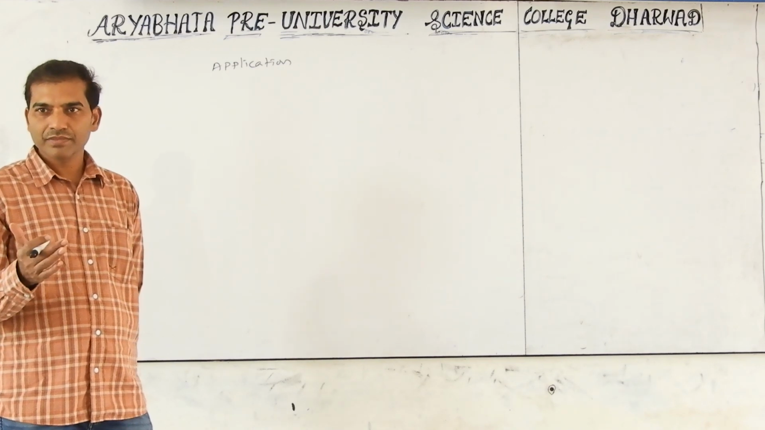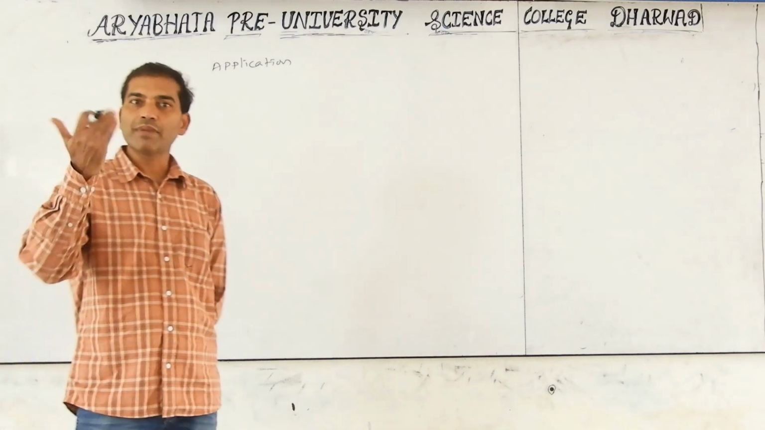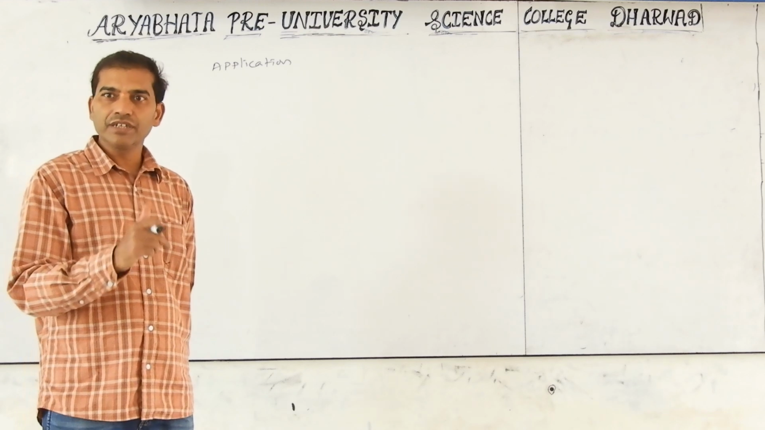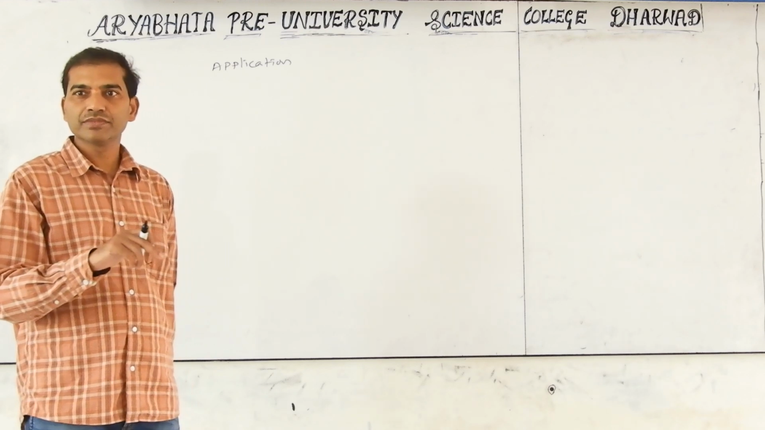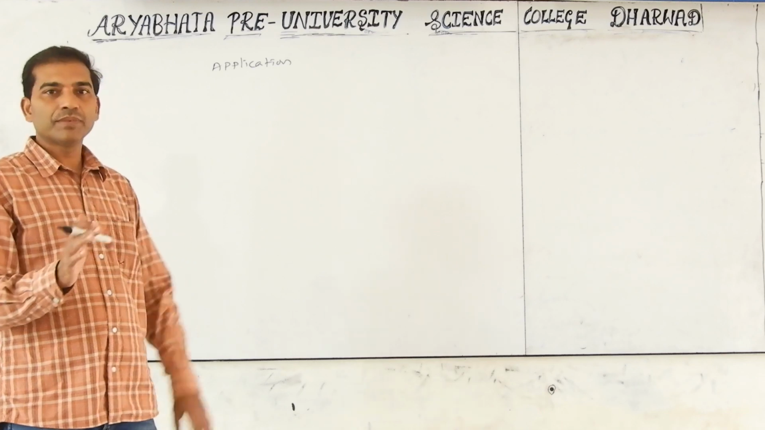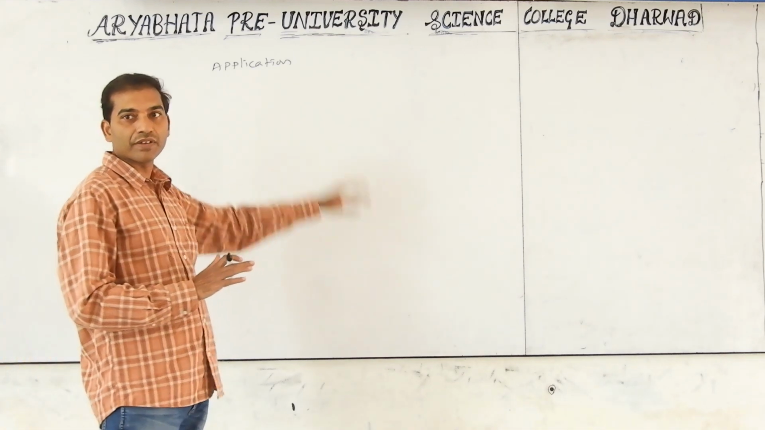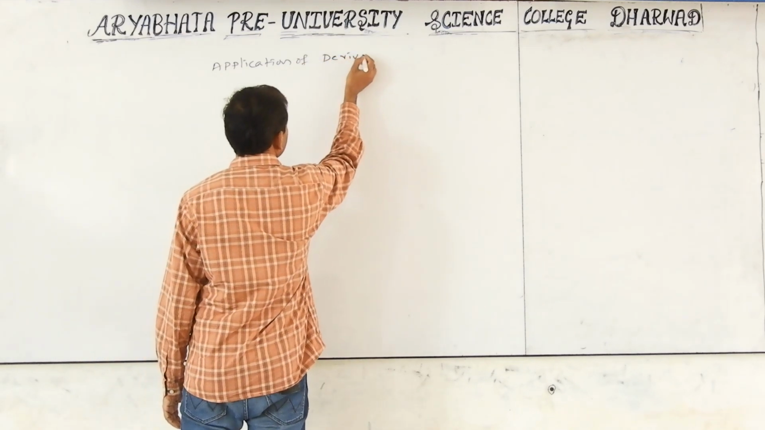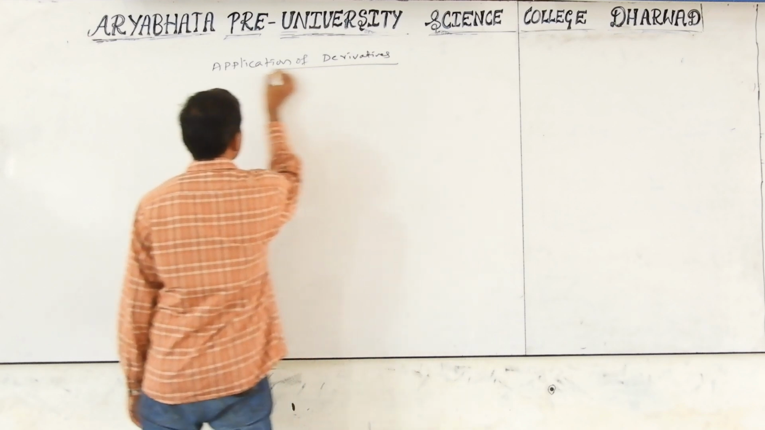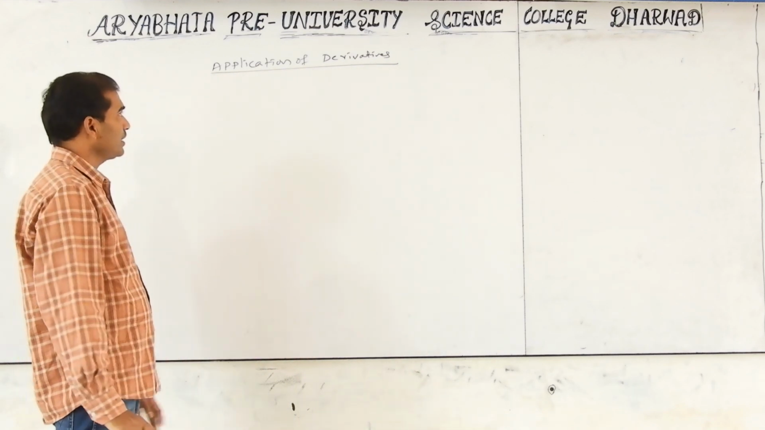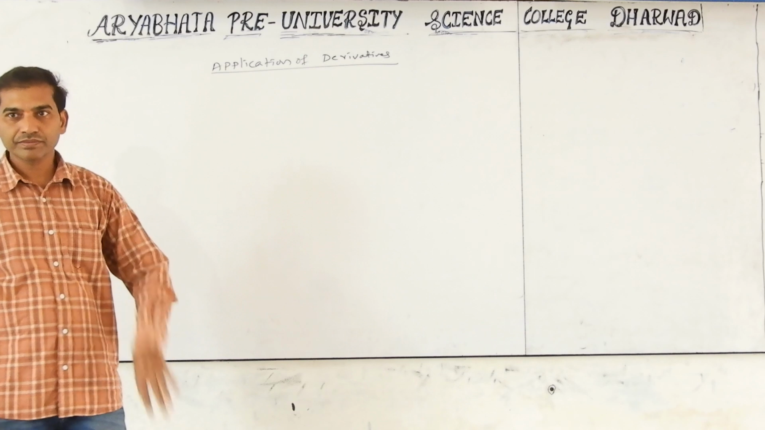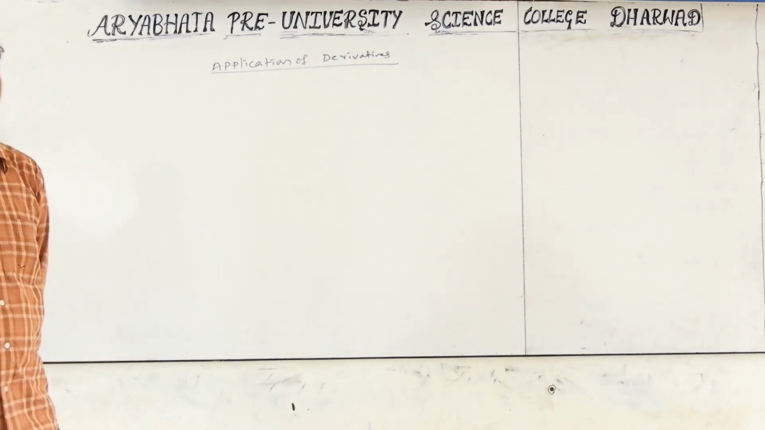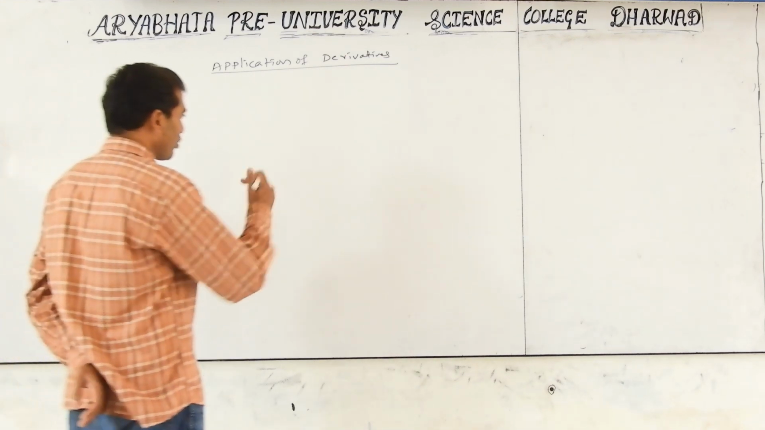It's rate measure, maximum and minimum, how to find the maximum value and minimum value, how we can identify increasing and decreasing, in which interval it is increasing and decreasing. Such concepts we'll discuss in the application of derivative, which is the most important and concentrated, tough-looking topic, but it is easy if you practice well. There are many topics in the application of derivative.